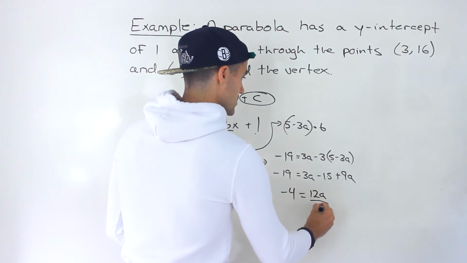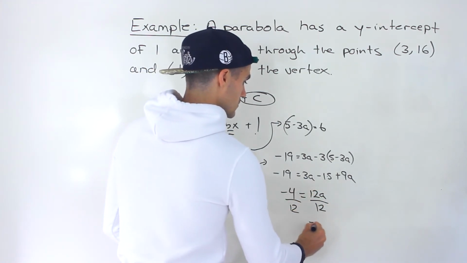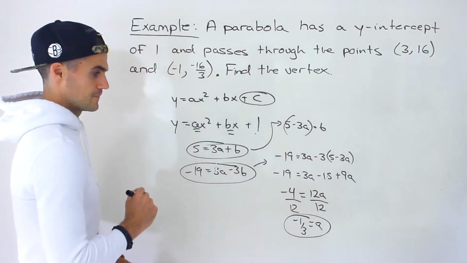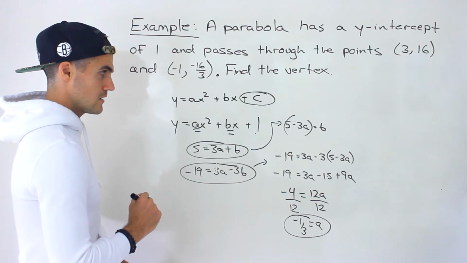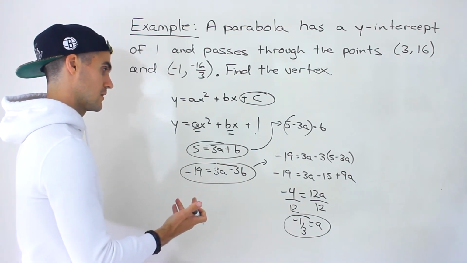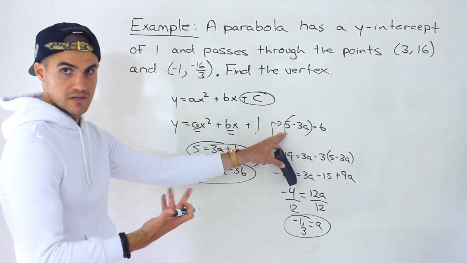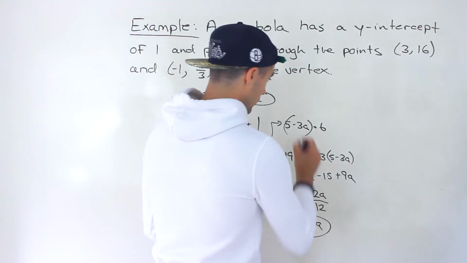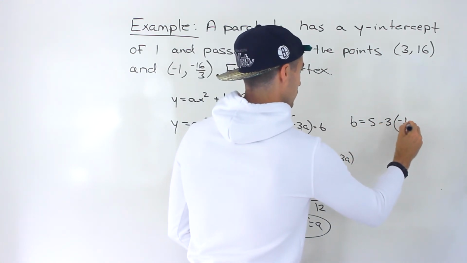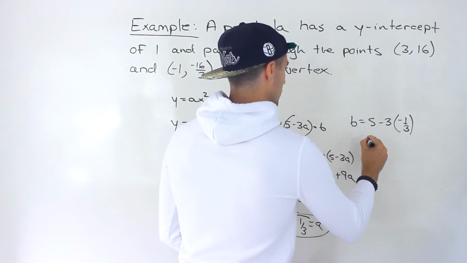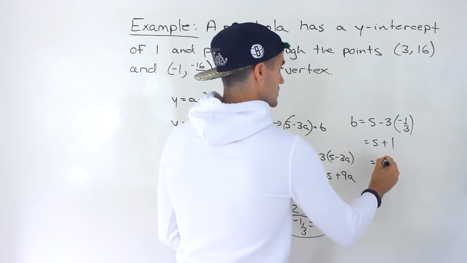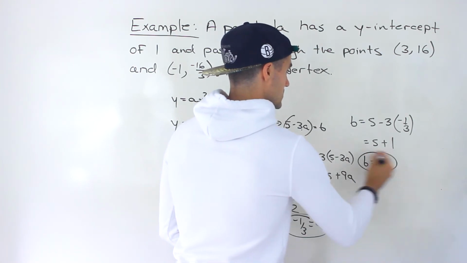12a, divide both sides by 12. And so we end up with a equals negative 1 over 3 like that. So we got the a value, and then to get the b value, you could plug it into either one. I feel like the easier one to plug in is this one over here. The b is already isolated. So I'll plug in negative 1 over 3 for a. I'll have 5 minus 3 times negative 1 over 3. We'll have 5 plus 1, which would give us 6. So the b value is 6.